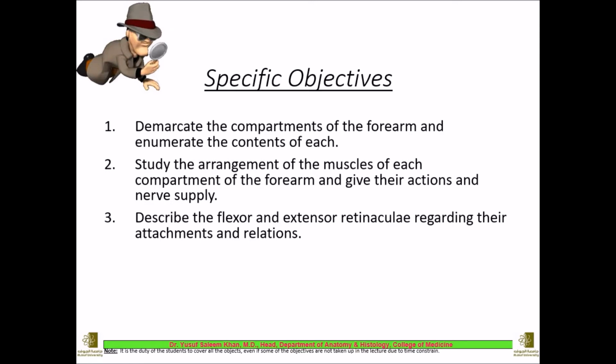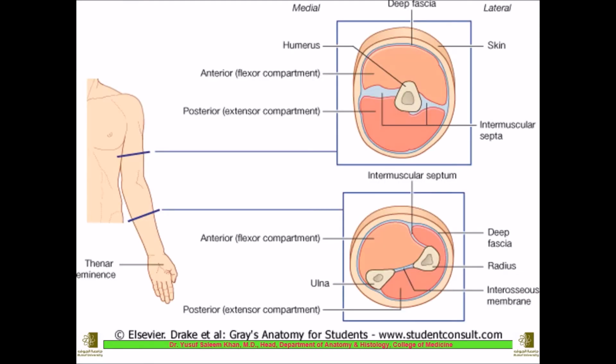We already discussed the flexor retinaculum in part 1, and today we will discuss the extensor retinaculum and its attachments as well as the relations, as well as the compartment divisions of the same. So this is the division of the forearm. If we take a section, we have discussed the flexor compartment of the forearm, and today we will discuss the back of the forearm, the extensor compartment of the forearm.